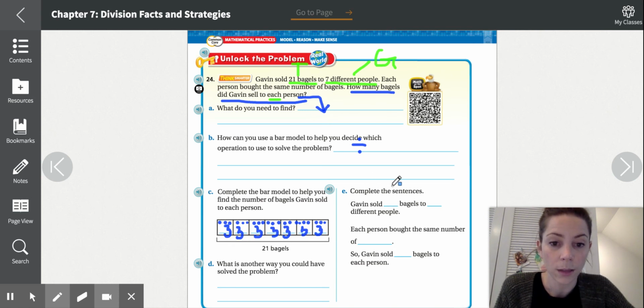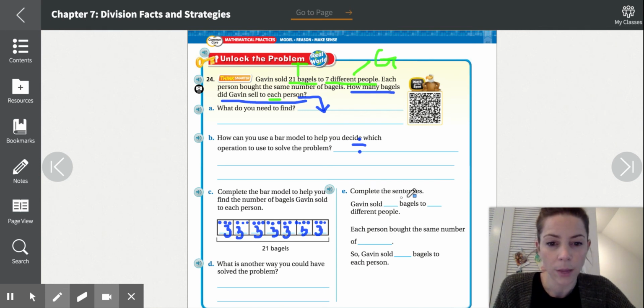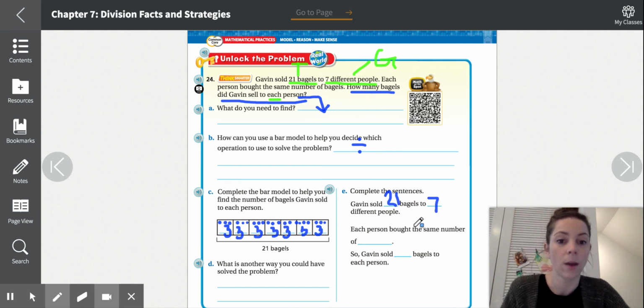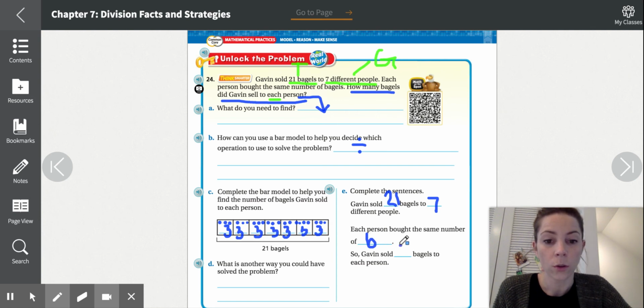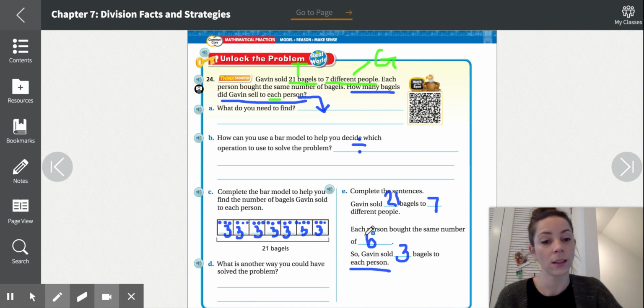So now let's complete these sentences. Gavin sold blank bagels to blank different people. When it says blank bagels, it doesn't say to each person, so they mean the total here. He sold 21 bagels to 7 different people. Each person bought the same number of bagels. I'm going to put a B for bagels. So Gavin sold 3 bagels to each person. So this is where they wanted you to say that 3 for each person. Not up here because it didn't say each, so they really meant total. So if you finished it like this, good job.